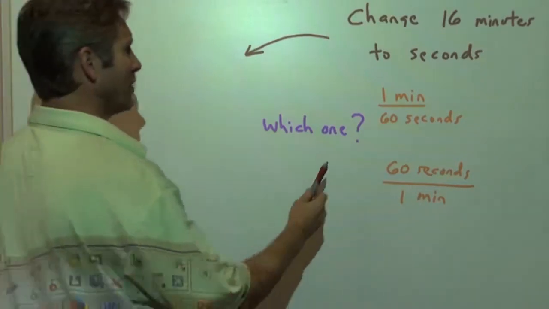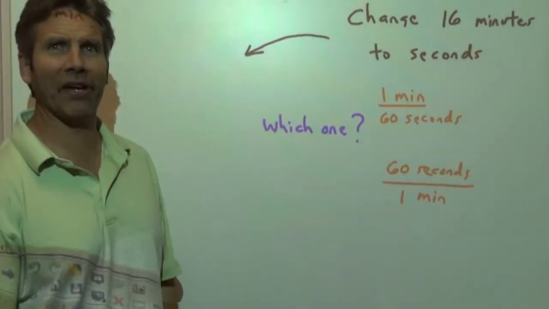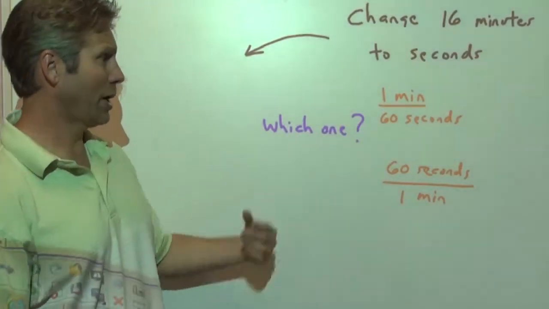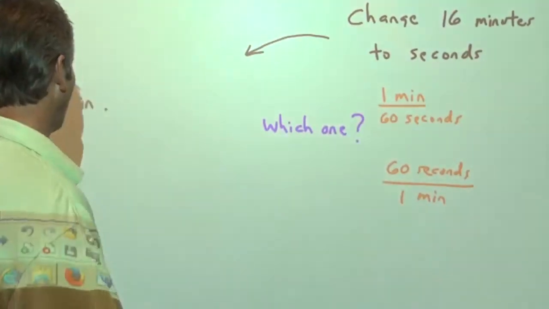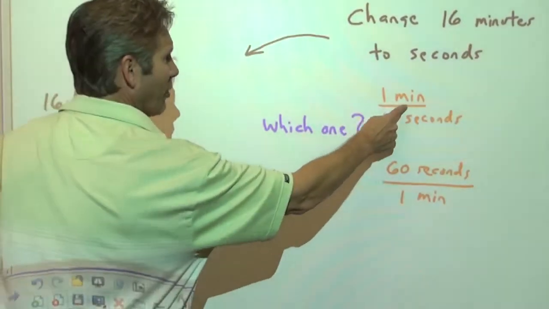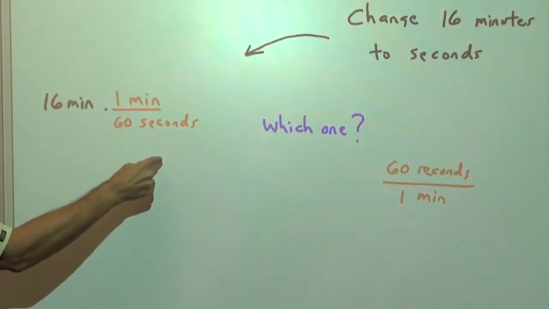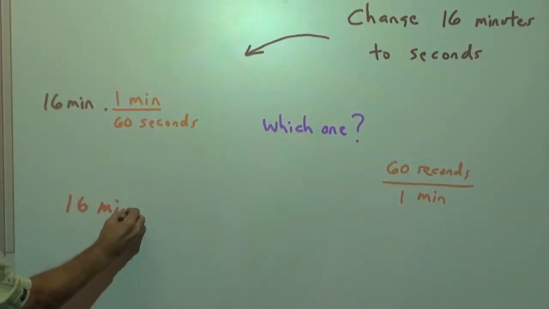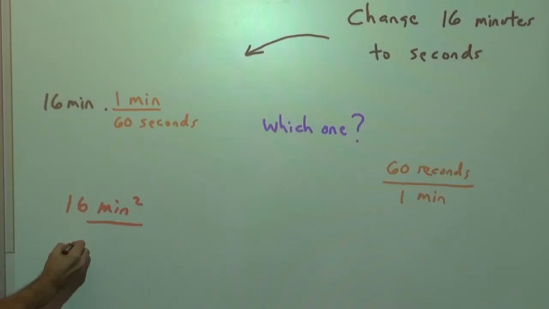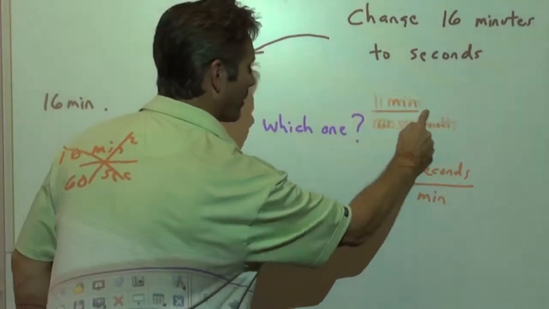Change 16 minutes to seconds. Well, we're going to take 16 minutes and multiply it by the number 1. But which 1? Should it be 1 minute over 60 seconds or 60 seconds over 1 minute? Well, if we tried this one, the minutes would not cancel with minutes. We'd be left with 16 minutes squared divided by 60 seconds. That's just ugly. That would not be the correct form of the number 1.